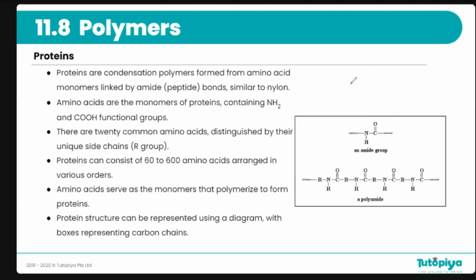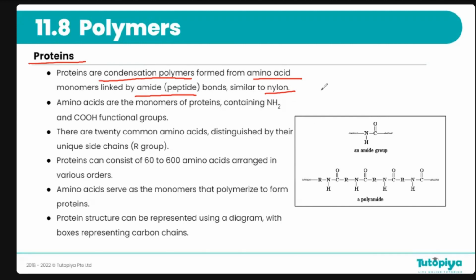Finally, let's look at one of the most common natural polymers, proteins. Proteins are also made out of condensation polymerization out of amino acid monomers. So the monomer for protein is amino acids. It is linked by amide bonds, or we call it peptide bonds, very similar to nylon. Now, remember, nylon is a synthetic polymer, it's not natural. But the linkage between nylon and protein, they're both amide or peptide bonds.